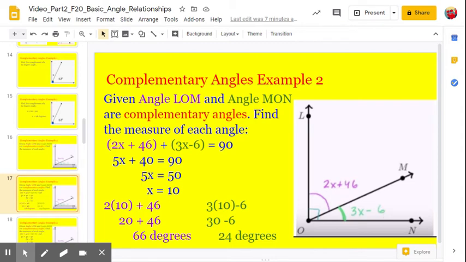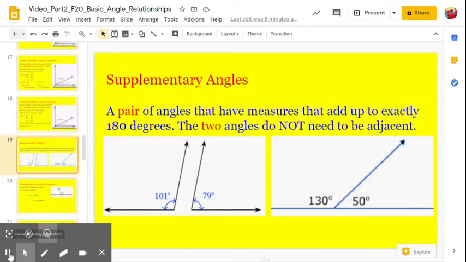And then we're going to just use substitution into the expressions in order to get the degrees. So 2x plus 46, you substitute 10 for the x, and we end up getting 66 degrees. We substitute 10 in for x on the other expression, 3x minus 6. Solve that, and we get 24 degrees. So 66 degrees, we can check it. Plus 24 degrees, does that equal 90? Yes, it does. Check.